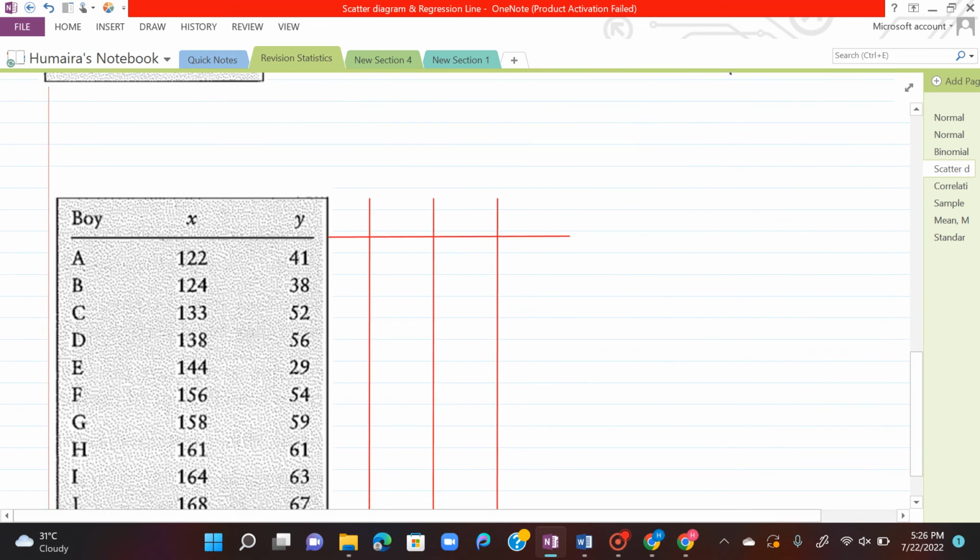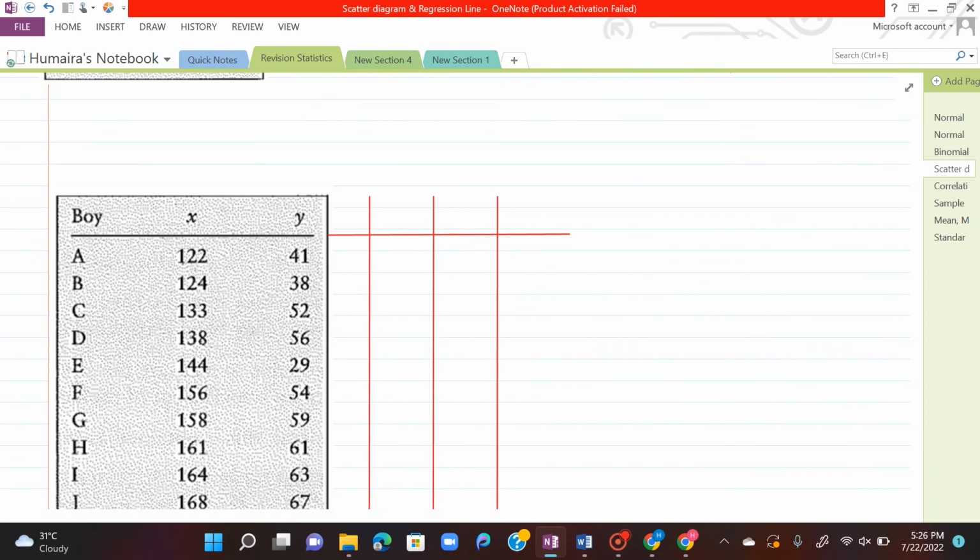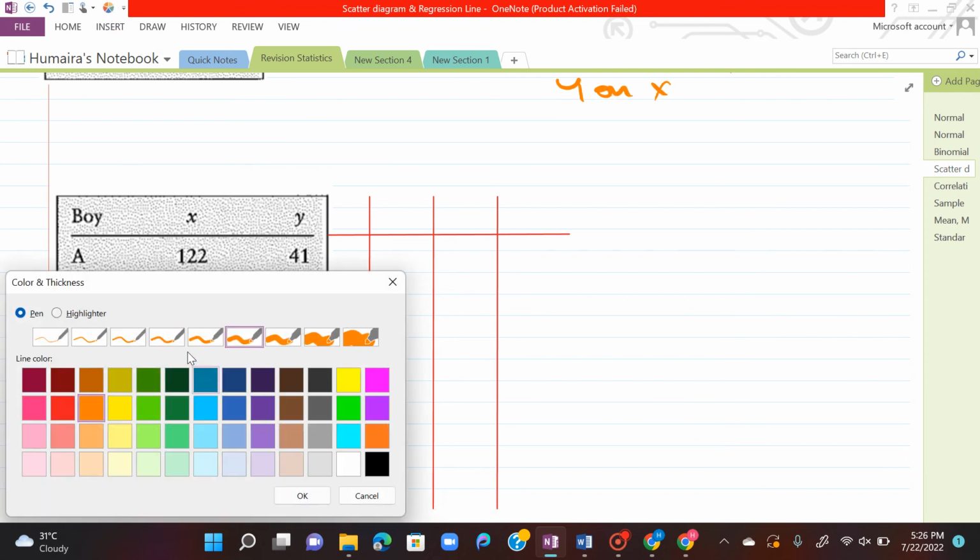Okay, the second thing I am connecting with this, because with the scatter diagram two things can be connected: a regression line, or the correlation coefficient. Correlation coefficient I'm covering in the next video. This is about the scatter diagram and the regression line. So if you are asked to find the regression line of y on x, it's very simple. You just need to memorize one or two formulas, and that's it.